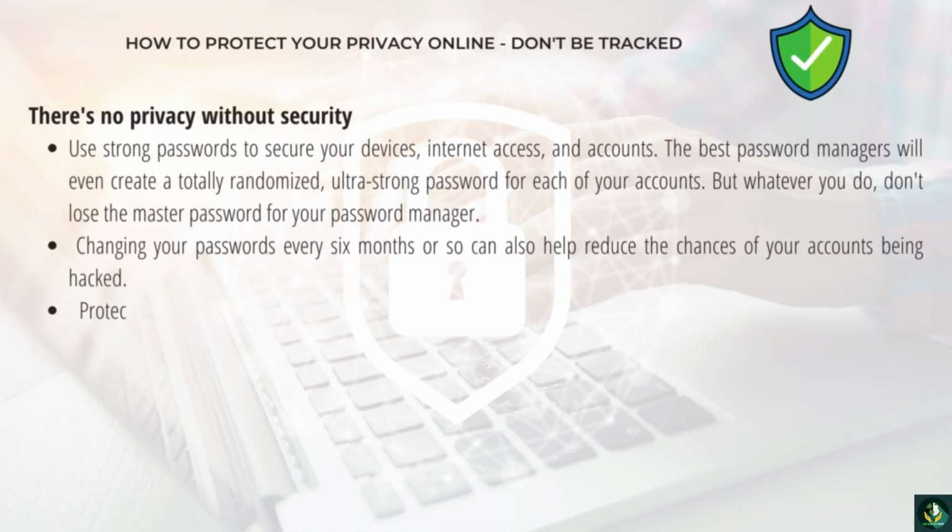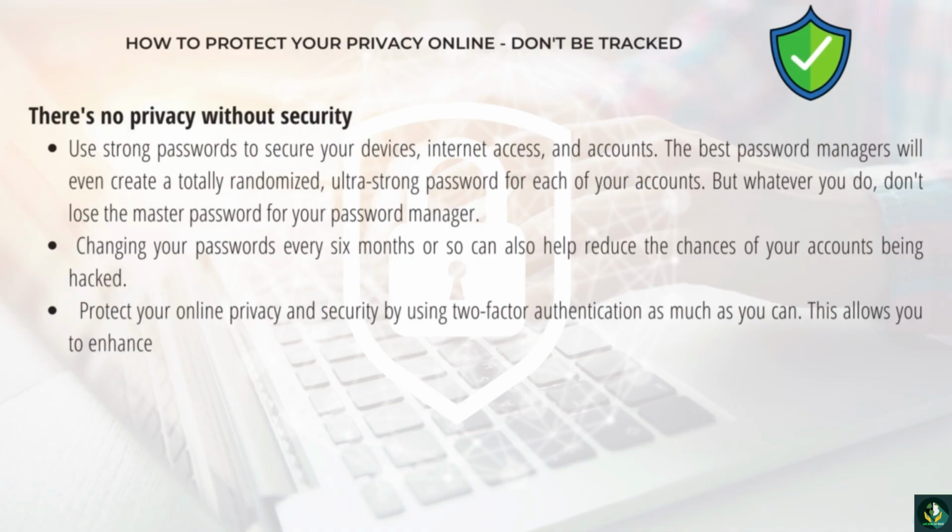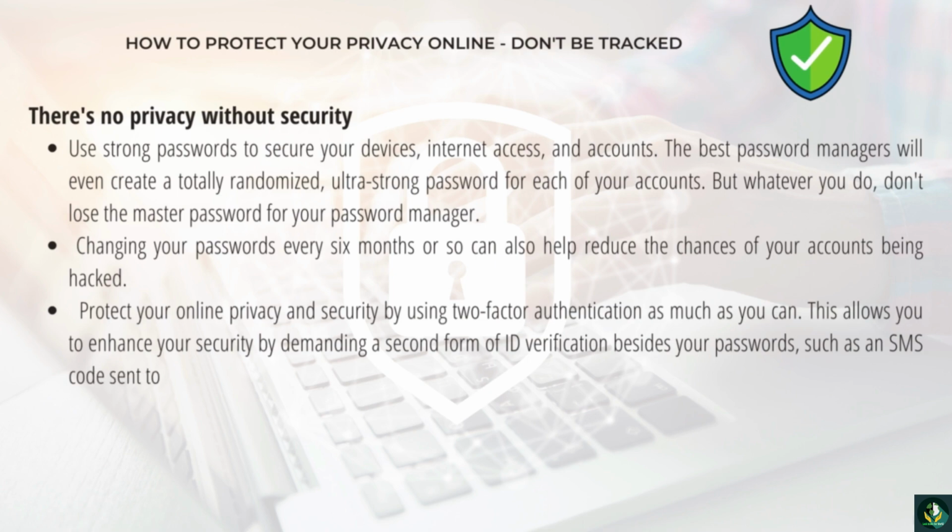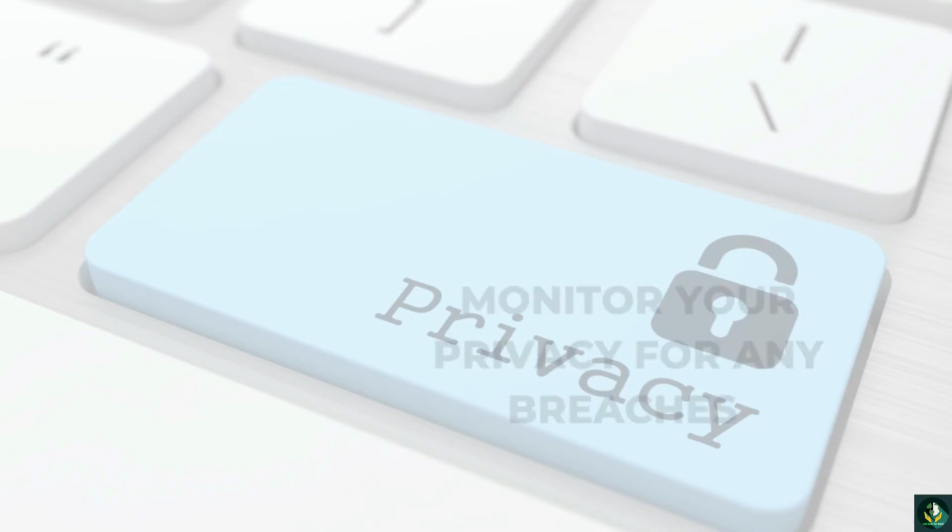Protect your online privacy and security by using two-factor authentication as much as you can. This allows you to enhance your security by demanding a second form of ID verification besides your passwords, such as an SMS code sent to your phone, a fingerprint, or a security dongle or fob that you can plug in via USB.